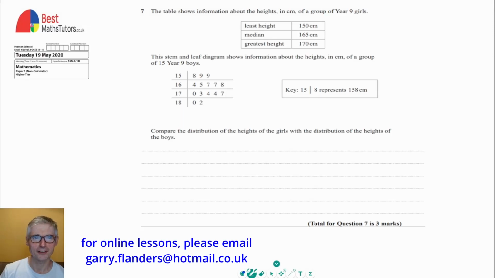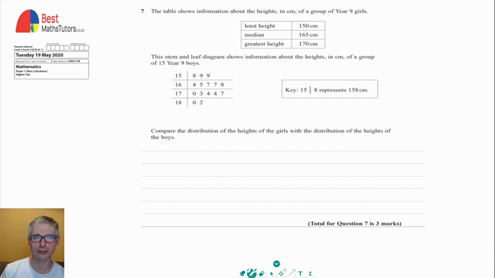I'm continuing to look at the Edexcel GCSE Maths Higher Tier Paper 1 from May 2020. This is question 7 and it's a question about averages and distributions, and it uses stem and leaf diagrams to represent the data. So in this question we've got a group of year 9 girls, and we can see that the least height of the girls is 150 centimetres. The greatest height from the girls is 170, and the median height is 165.